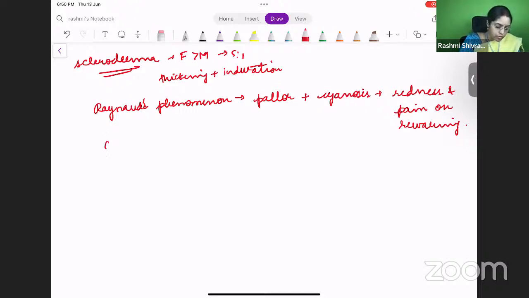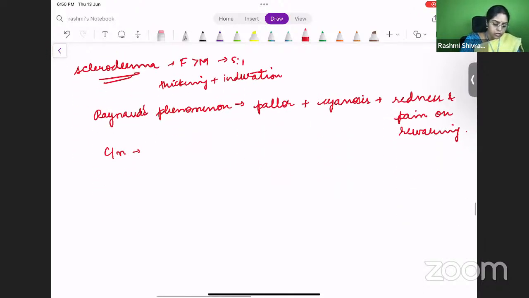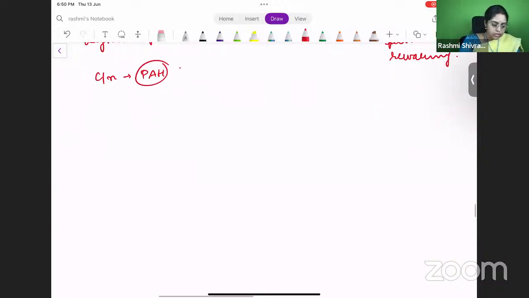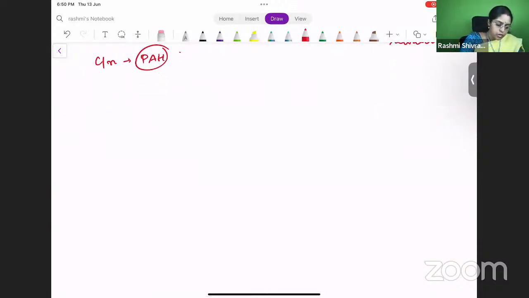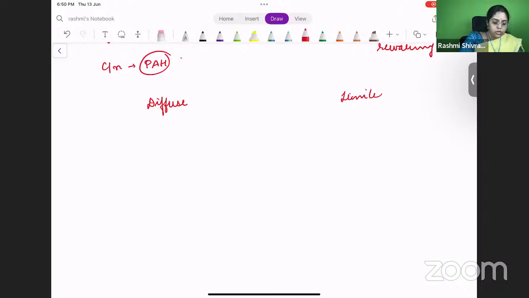And one more thing that you must remember, what is the most common complication of systemic sclerosis? It is pulmonary artery hypertension. Okay, pulmonary artery hypertension is the most common complication. So now coming to the classification. What is the classification? It's either diffuse or limited. When we talk about limited, you have CREST syndrome, right? CREST syndrome is very commonly asked in the MCQs.